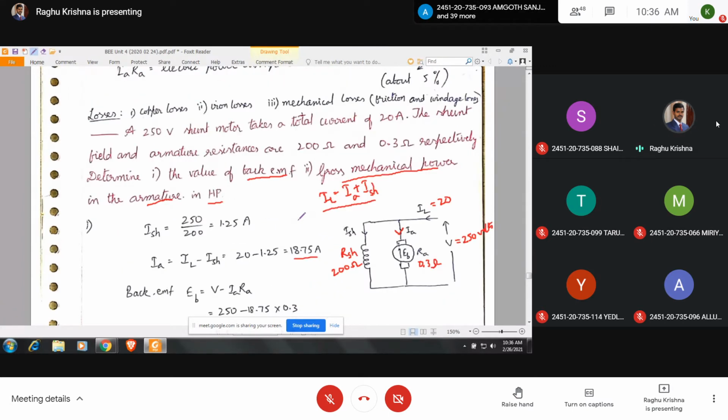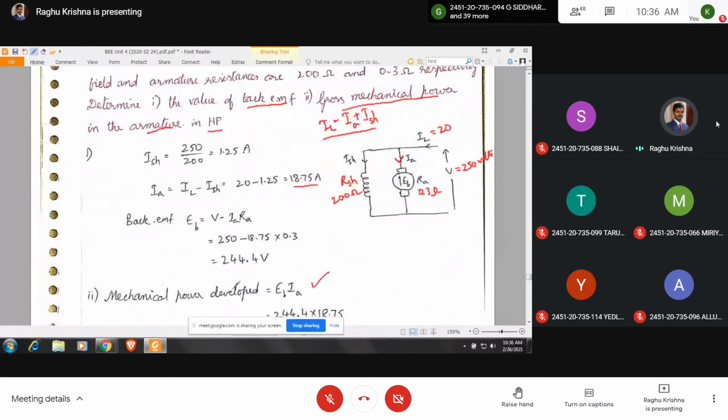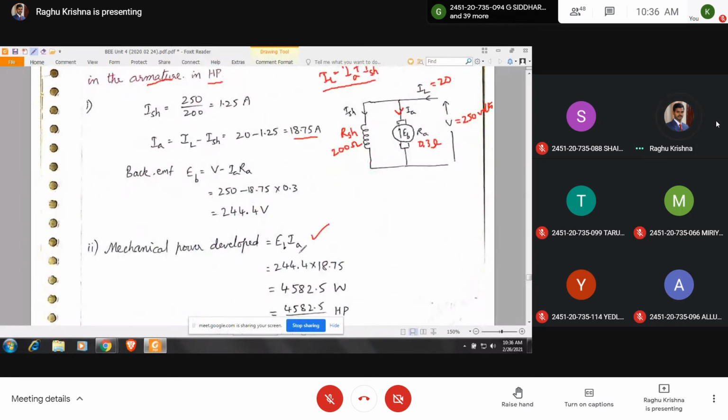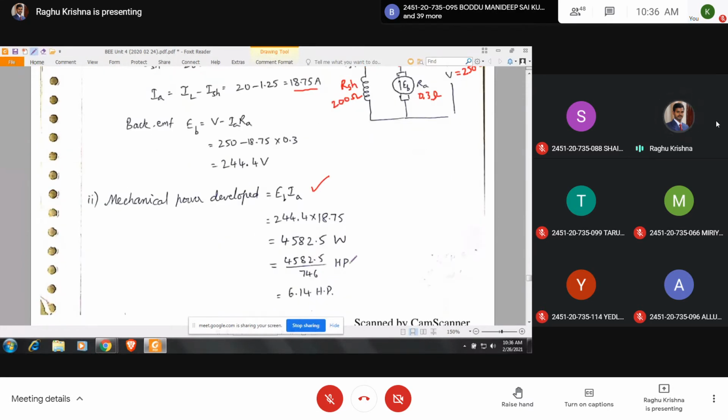Here it is asked the gross mechanical power developed in the armature, so you have to take EB into IA. Substitute the values and you get the answer in watts, but you have to get it in horsepower. You know that 1 horsepower equals 746 watts. So divide this by 746, and you are going to get the power as 6.14 horsepower.